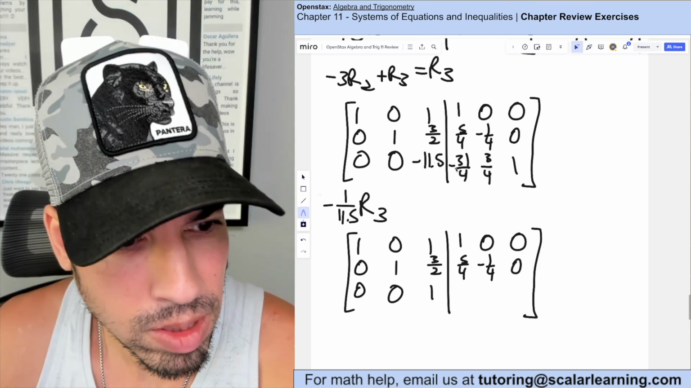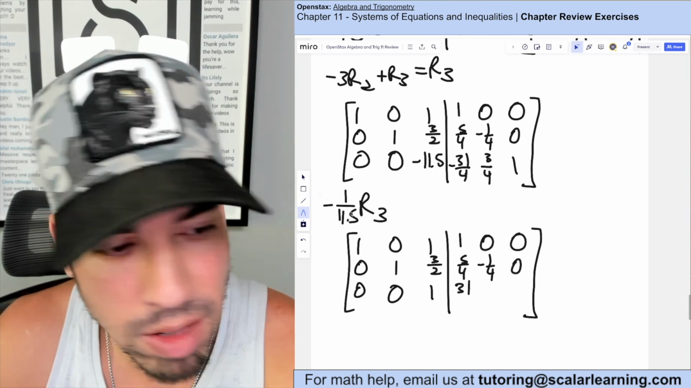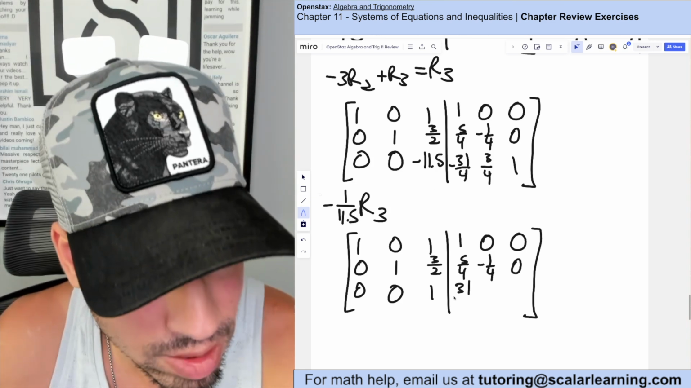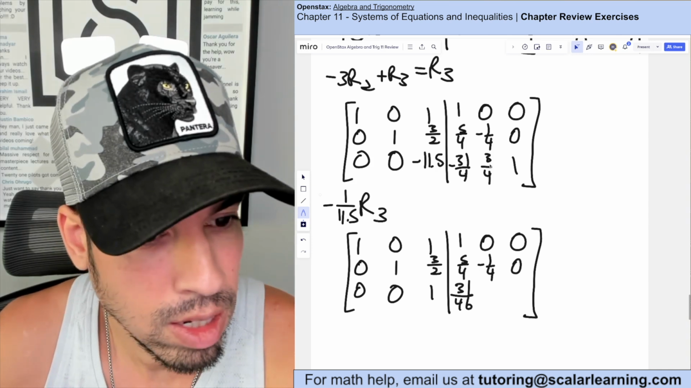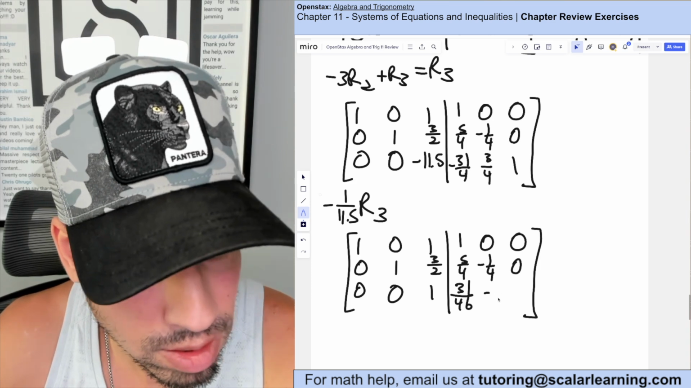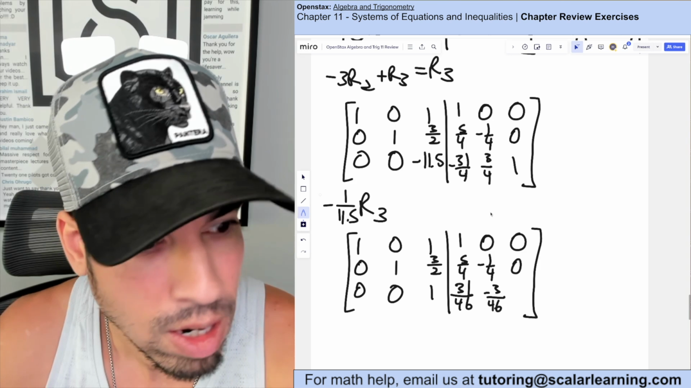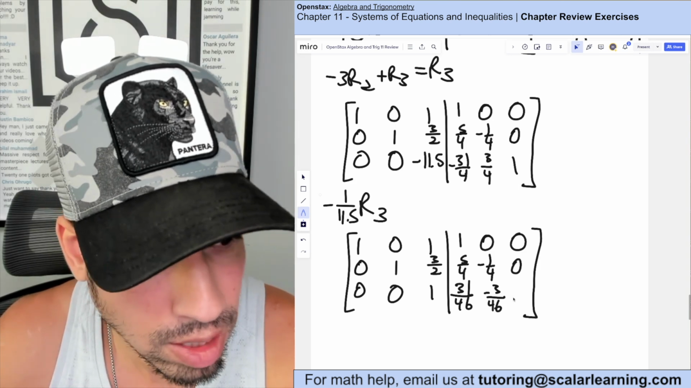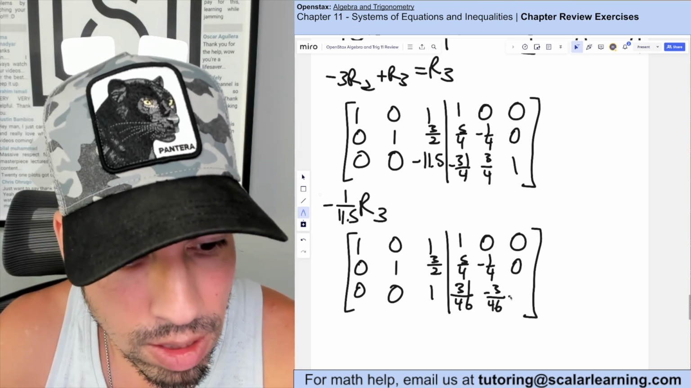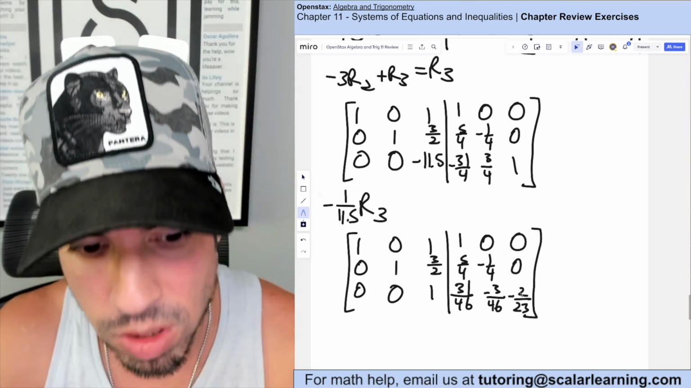And then this times negative 31 over 4 is going to be positive 31 over 4 times 11.5 is 44 plus 2 is 46, okay? And then 3/4 times that is going to be, or negative, because that's negative, is going to be negative 3 over, again, 4 times that is 46. And then 1 times that is just negative 1 over 11.5. We can make it negative 2 over 23, just so we don't have the crazy decimals in the fractions.